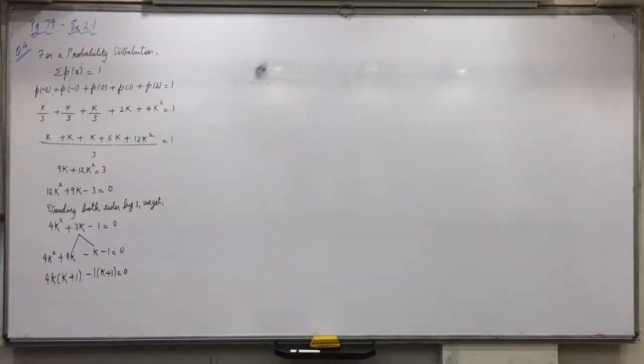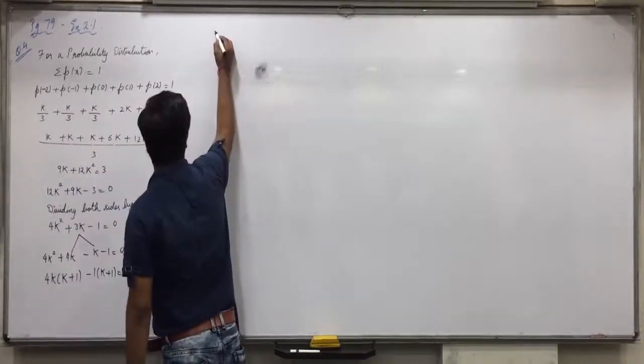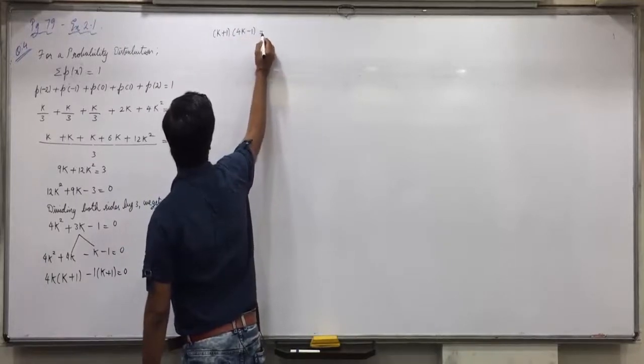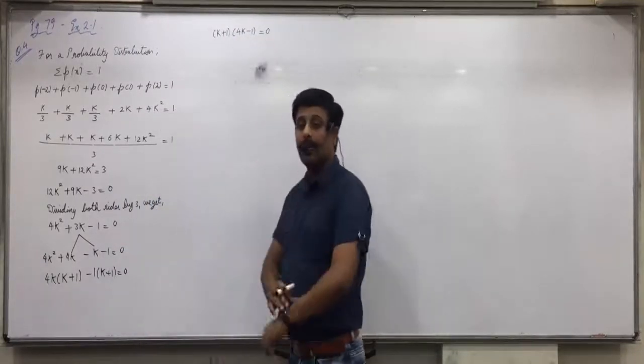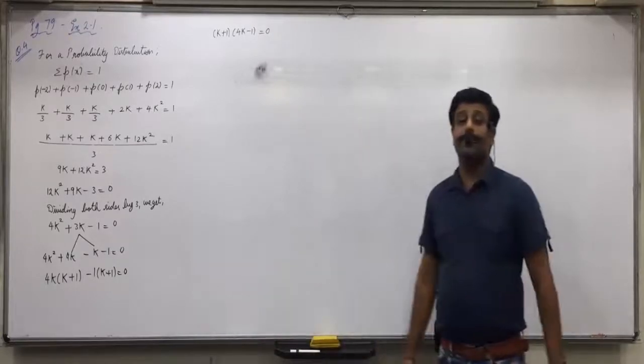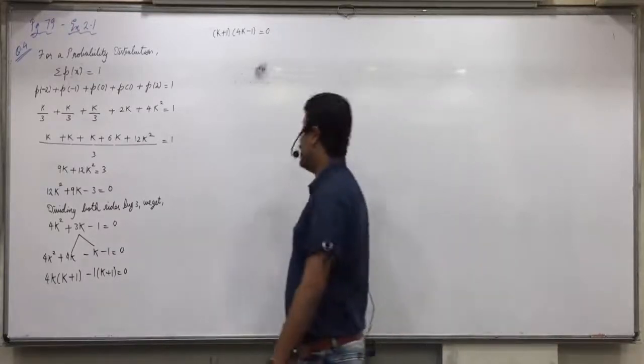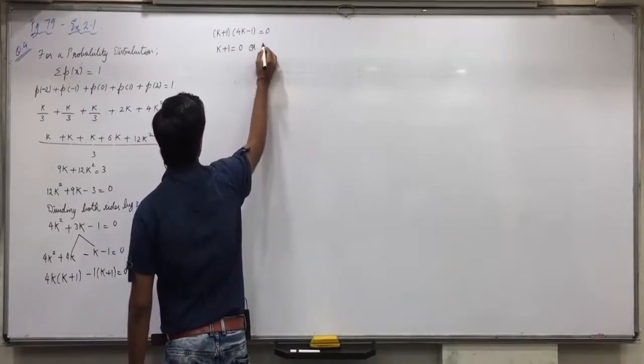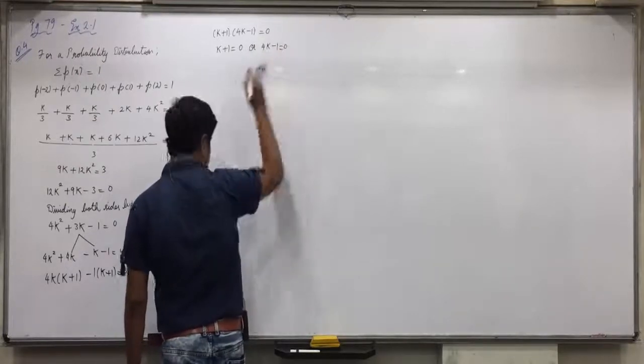Did you understand this common factor? 4k is common, so 4k into k is 4k square and 4k into 1 is 4k. Minus 1 is common, minus 1 into k is minus k and minus 1 into 1 is minus 1. Did you understand this? Now, the two factors are k plus 1 and 4k minus 1 equals to 0. Any confusion so far? And the product is 0 means any 1 is 0. So either k plus 1 is 0 or 4k minus 1 is 0.